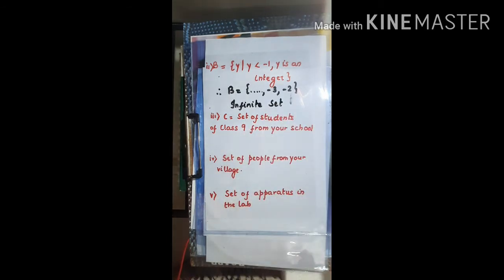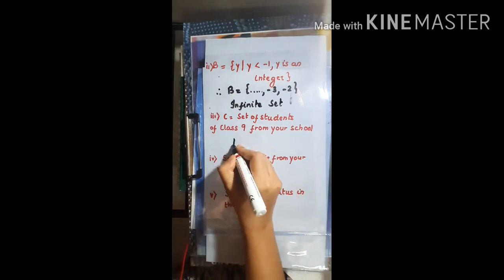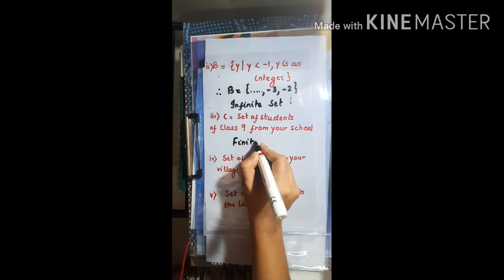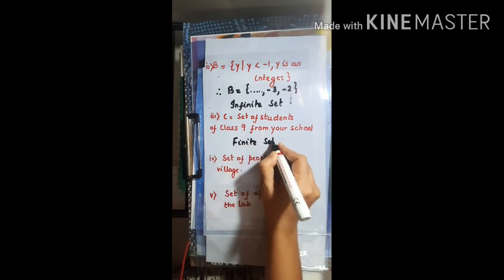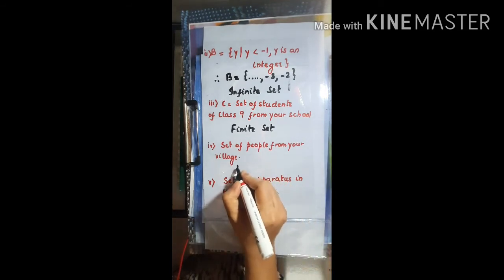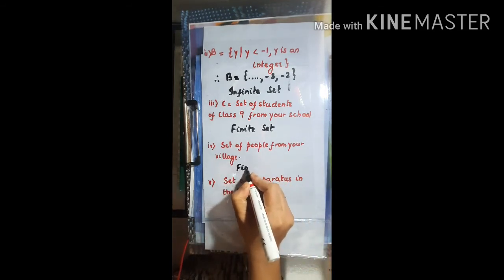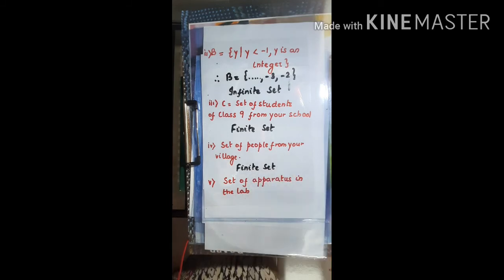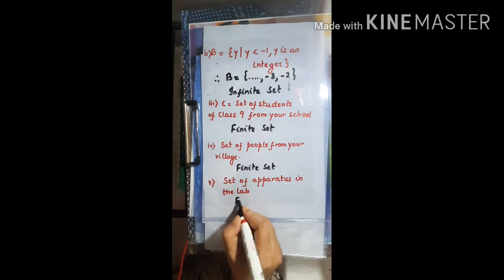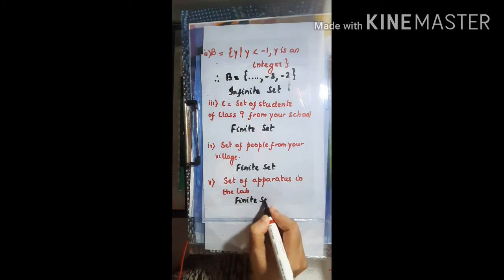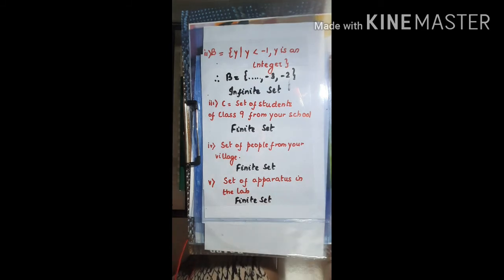Let's have someone read the next sum. Set of students of class 9 from your school. What type of set? Finite set. Set of people from your village. Finite set. Set of apparatus in the laboratory. Again, it is a finite set because you can count the apparatus in the laboratory.